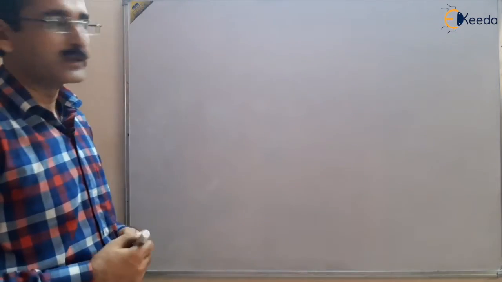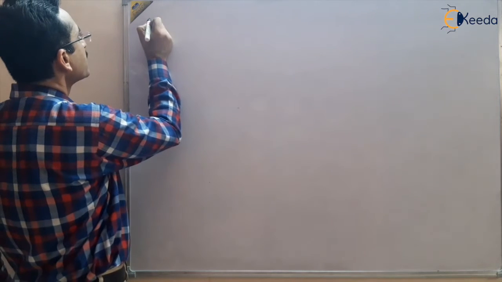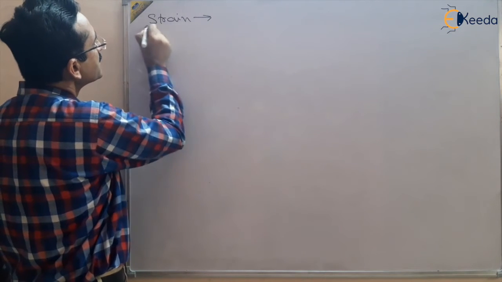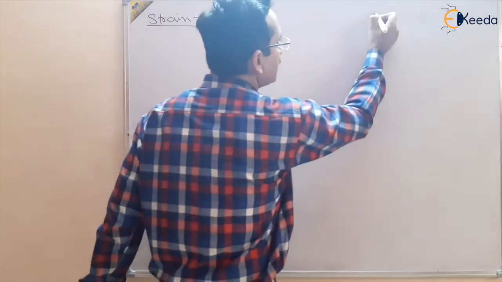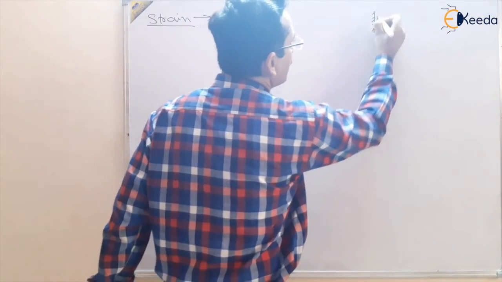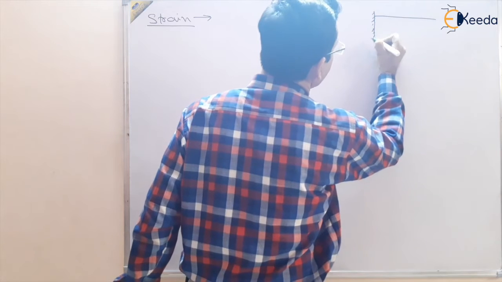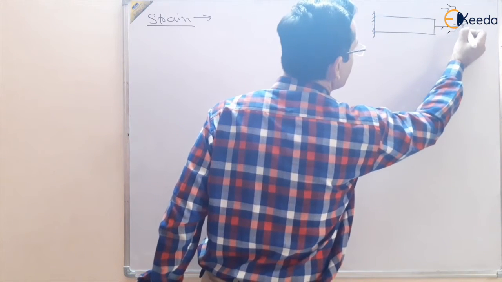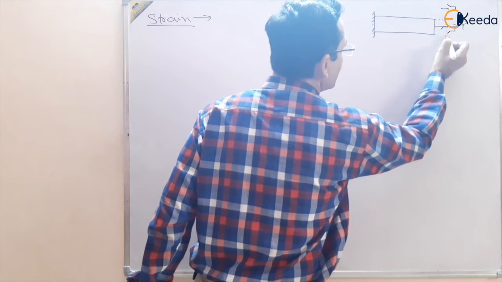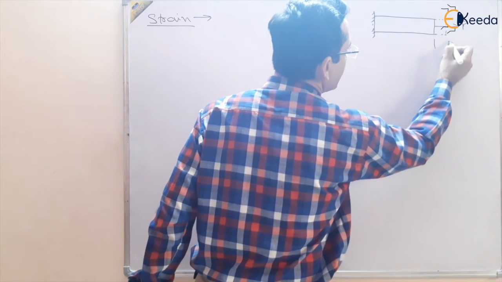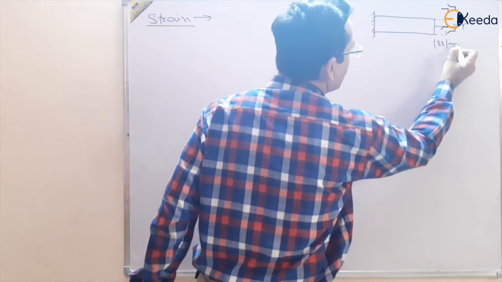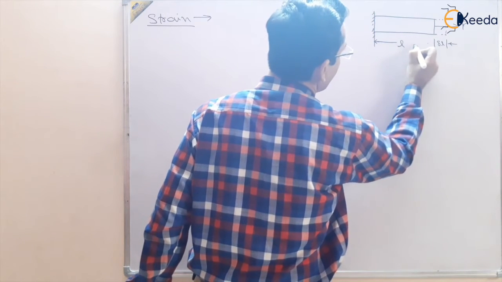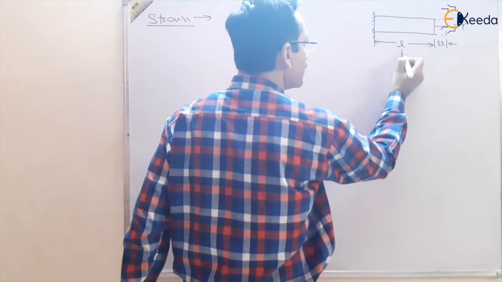Now we want to study what strain is. Let us see the same figure again. We have applied a force P to this body, and there is some change in length of the body, say delta L, and the body had a certain original length L. L was the original length of the body.